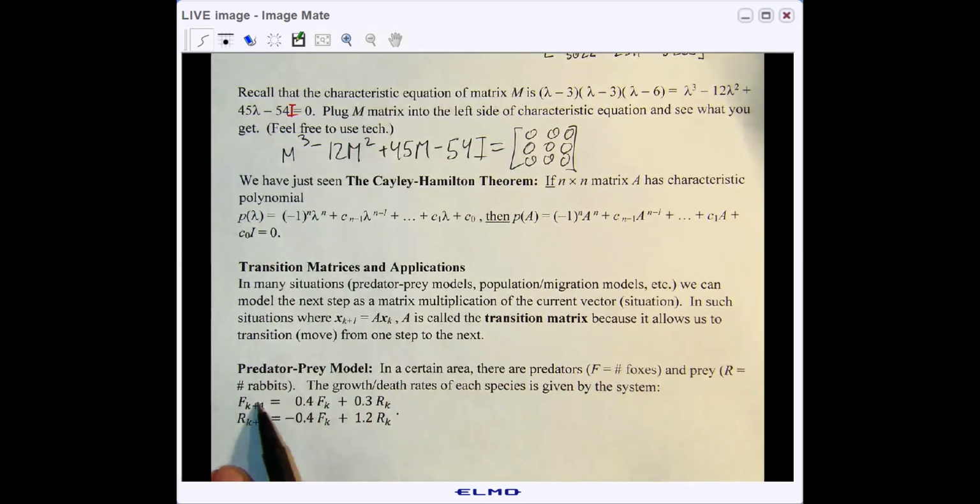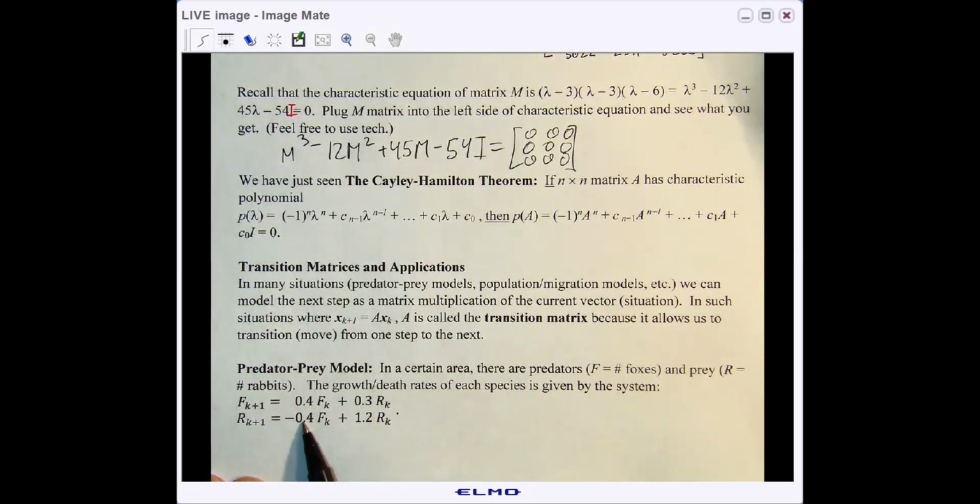So the number of foxes at the next time period is going to be 40% of the foxes at the previous period plus 30% of the number of rabbits at the previous period. So the foxes will grow based on how many rabbits there are to eat, and the rabbits themselves will also decrease based on the number of foxes there are. The more foxes, the fewer rabbits we'll get, but the rabbits themselves also reproduce. Okay. Let me show you an applet I found that can help us see this.